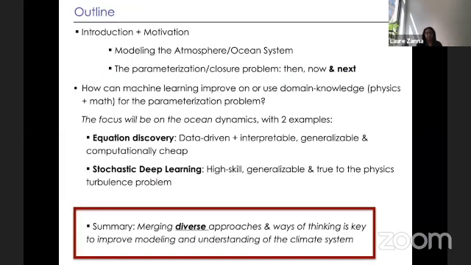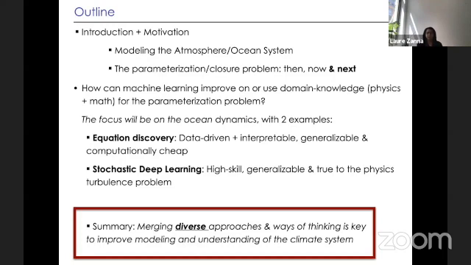So I'm going to start with a little bit of an introduction and motivation, but I knew I was coming after a few people who will talk about climate, so I'll go a little fast. Basically, what do we do to model the ocean and atmosphere system? And then slowly talk about what we call the closure problem, so basically how to represent those physical processes that are not included at coarse resolution.